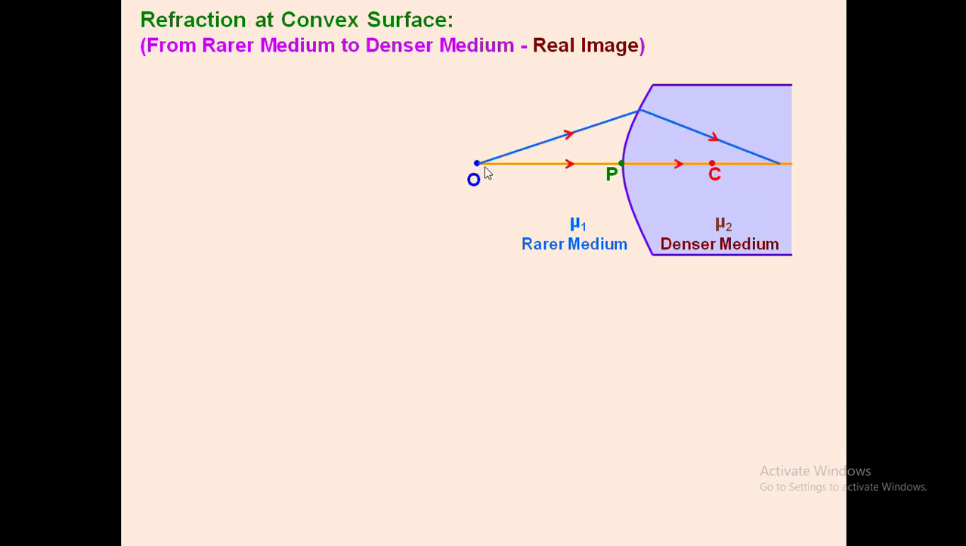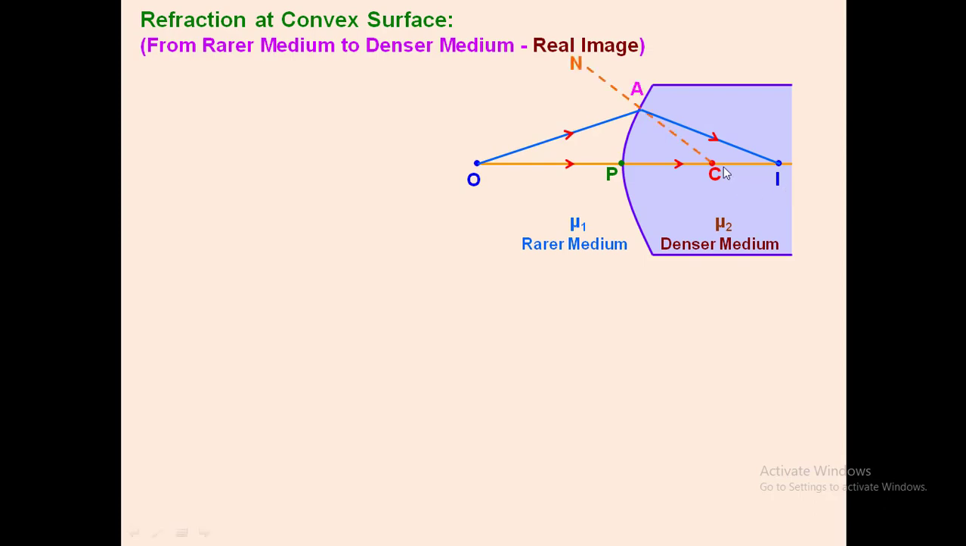Now this is how the ray is going to be incident. The blue ray is considered as the first ray and it gets refracted and is going to meet the principal axis at this particular point, which is taken as I. The second ray is passing through the center of curvature along the principal axis, and this is called normal incidence, so it will go undeviated. Both the refracted rays are going to meet at this particular point, which is taken as the image. Now here, as the refracted rays are meeting, that is converging, it is taken as a real image.